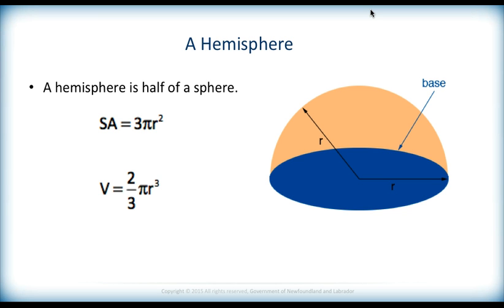Next, the volume of a hemisphere is 2/3 pi r cubed. If we go back and look at the volume of a sphere, we know that a hemisphere is half of a sphere. Therefore, you take the volume formula of your sphere and cut it in half. This will result in 2/3 pi r cubed.